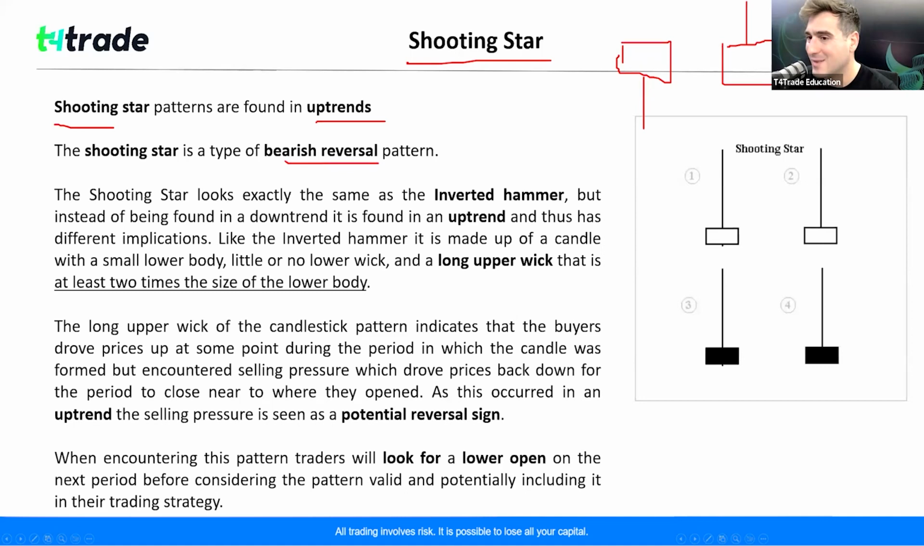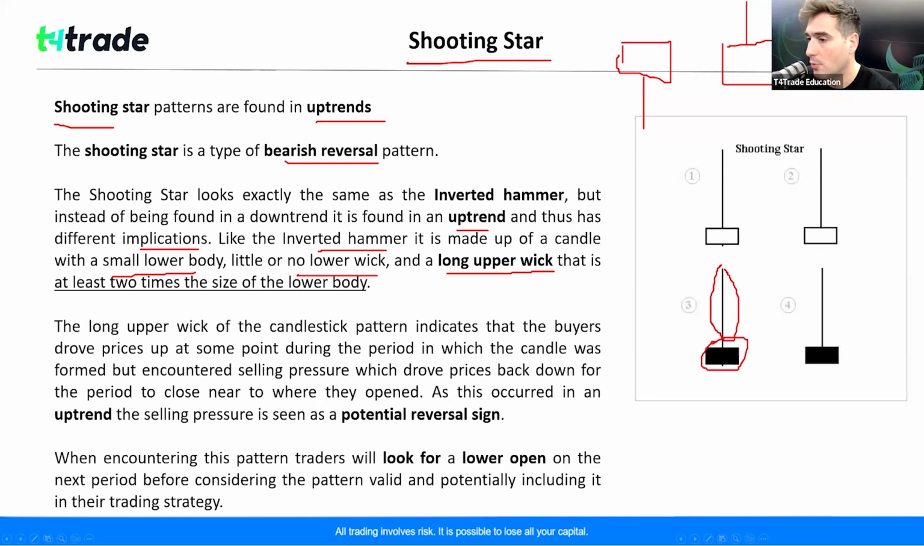The shooting star looks exactly the same as the inverted hammer, but instead of being found in a downtrend, it's found in an uptrend, which has much more significance, and thus different implications. Like the inverted hammer, it is made up of a candle with a small lower body, or no lower wick, and a longer upper wick. So this, once again, has to be larger than this. But ideally it's going to be at least 2 times larger than that.